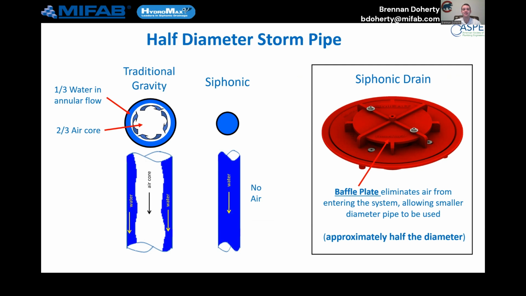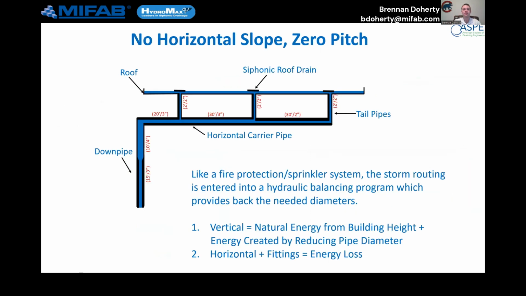Why is that the case? Traditional gravity drainage requires 2/3 air mixing with 1/3 water in order to efficiently transport through that system. With a siphonic drain, we're actually going to introduce a baffle plate over the top, which is going to eliminate air from entering that pipework. Because we don't have that air in there, that's how we're getting that half diameter.